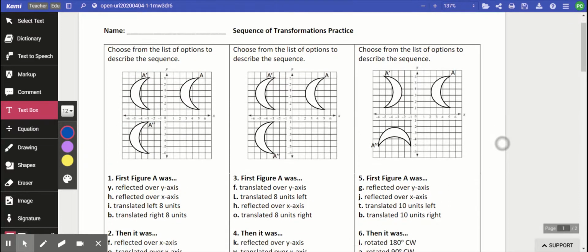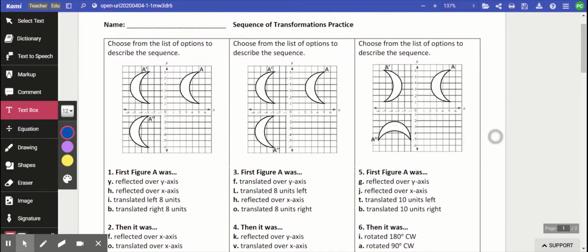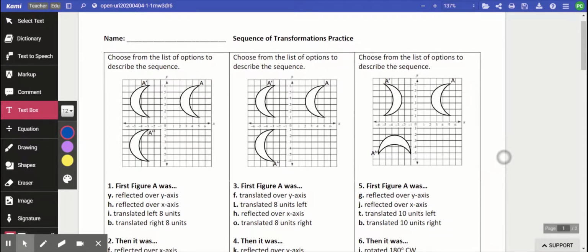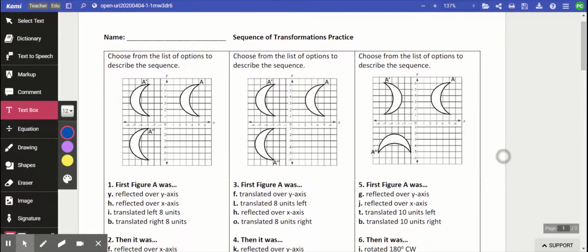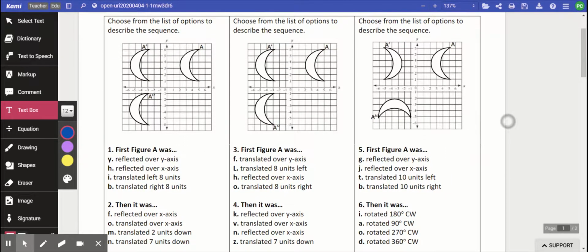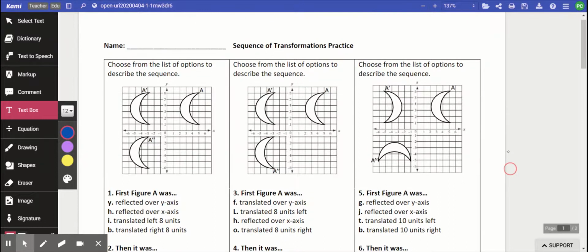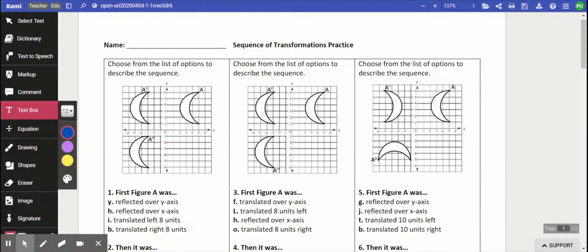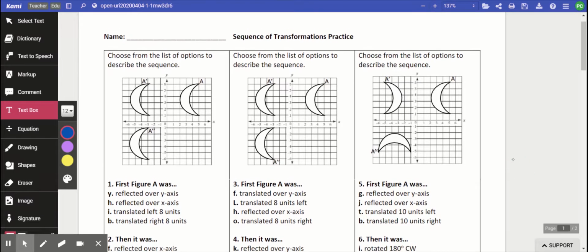This, again, is in case you want to review sequence of transformations or if you need to complete the sequence of transformations page if you have it missing. So I am using Kami, again, as my choice for a writing tool, so we can submit these electronically. So I want to remind you guys, sequence of transformations has to do with reflections, rotations, and translations.